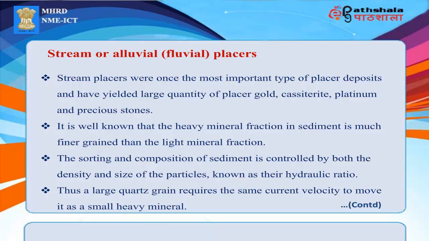Stream or alluvial placers. Stream placers were once the most important type of placer deposits and have yielded large quantities of placer gold, cassiterite, platinum, and precious stones. It is well known that the heavy mineral fraction in sediment is much finer-grained than the lighter mineral fraction. The sorting and composition of sediment is controlled by both the density and size of the particles, known as their hydraulic ratio. Thus, a large quartz grain requires the same current velocity to move it as a small heavy mineral.